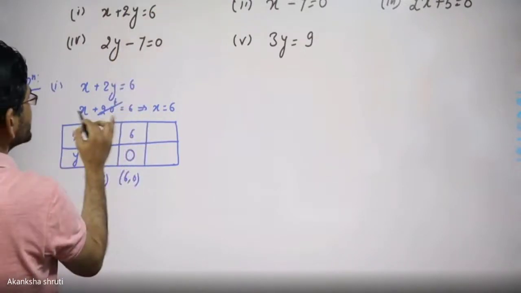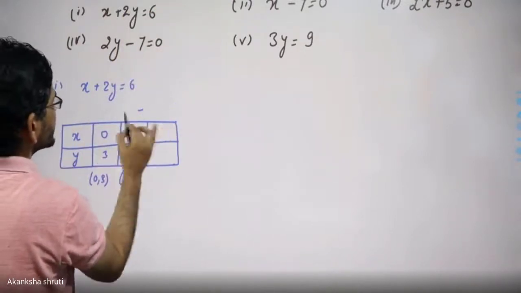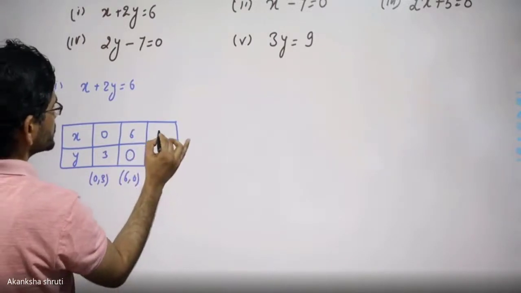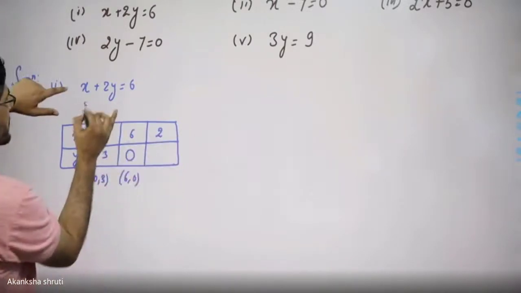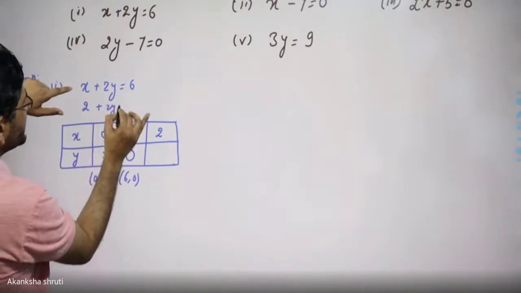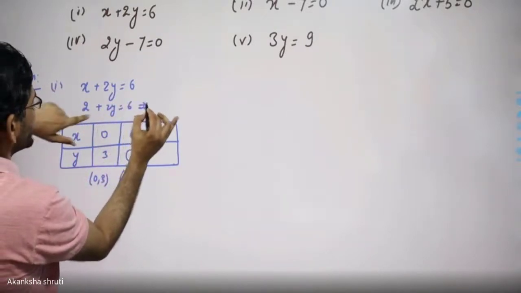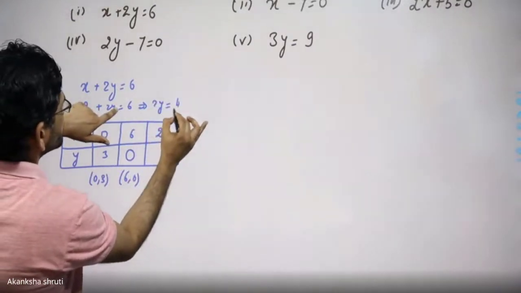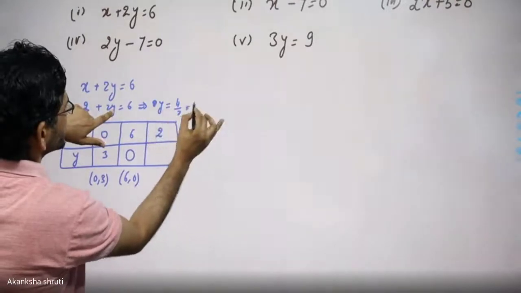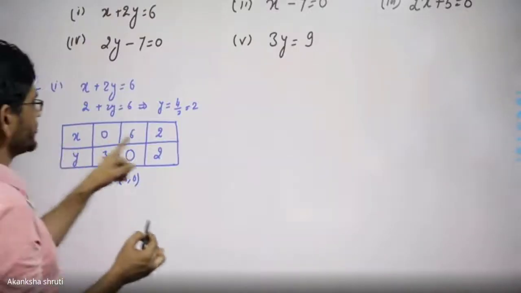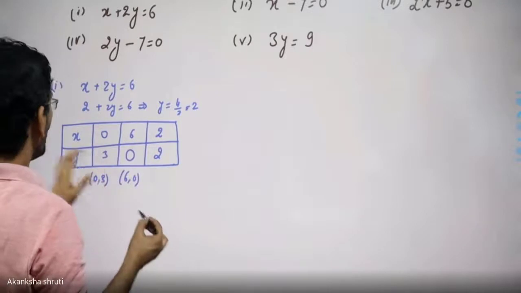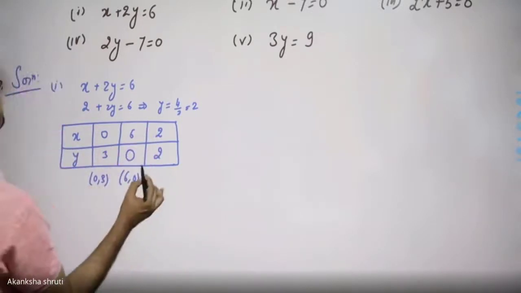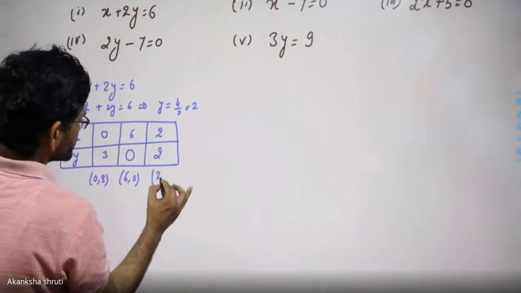Another time we shall take one more value, either negative or positive. Let us take x is equal to 2. Substitute x equals 2, 2 plus 2y is equal to 6. This implies 2y is equal to 6 minus 2, which is 4. So y becomes 4 by 2, it is 2. You can take any value of x and calculate y, or you are free to take any value of y and calculate the x. So this pair is our 2, 2.